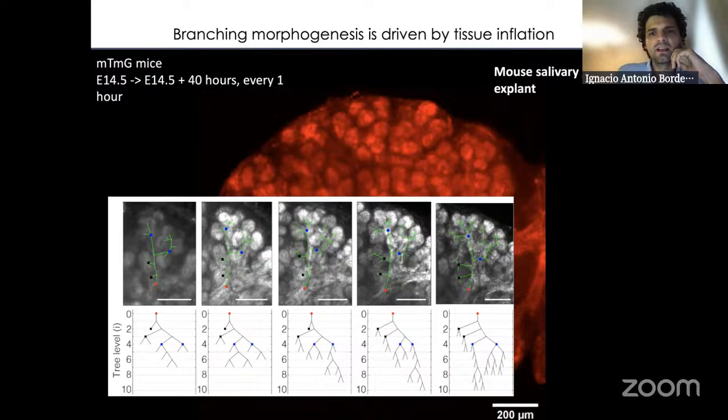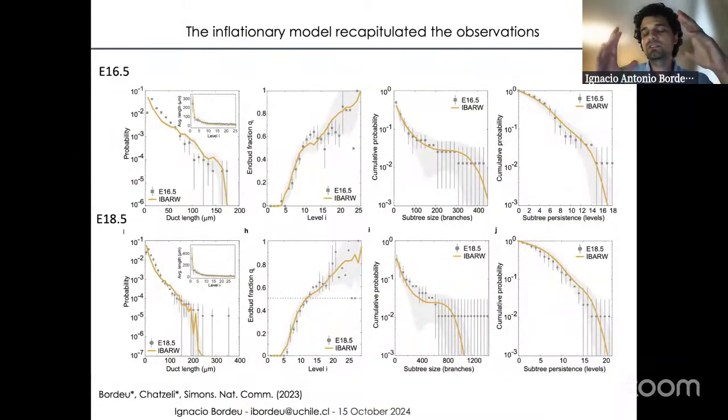And as I was saying earlier, there are many quantifications that you can do at different time points from the particle-based model. So from the actual branching structure, we show that the model predicts all of the features of two time points without fitting parameters, basically, right? So it points in the right direction.